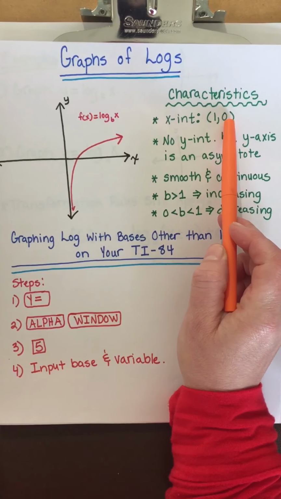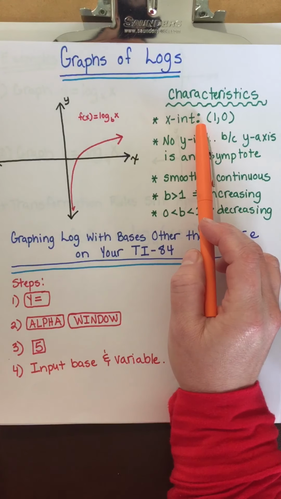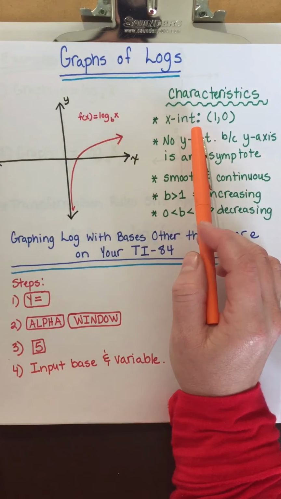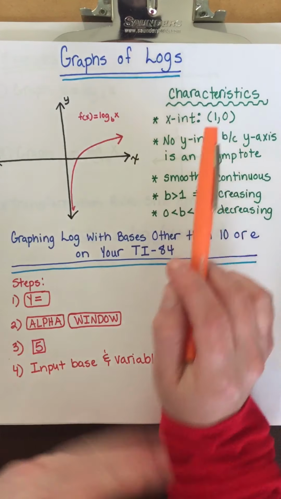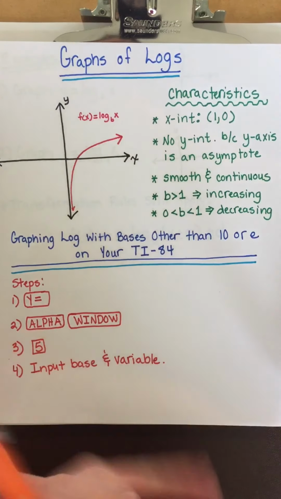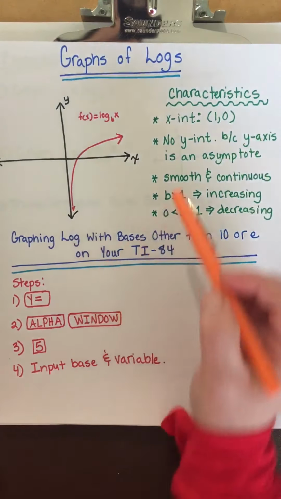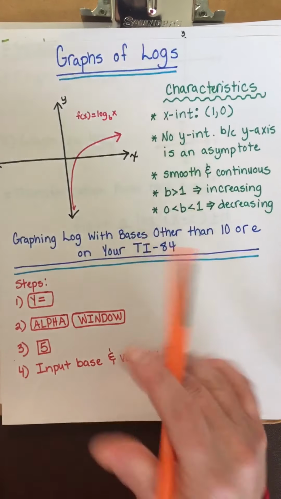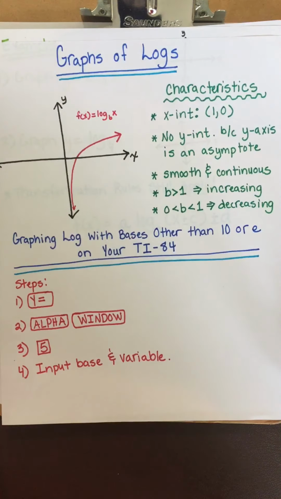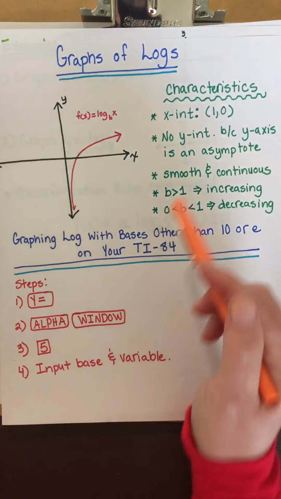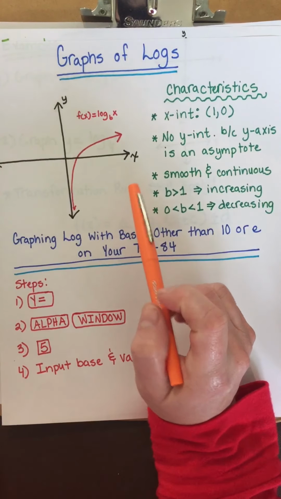Remember how we talked about the logarithm function being the inverse of the exponential function. And remember, it had a y-intercept of (0, 1). And if you switch those two numbers like you do with an inverse, that's how you get this x-intercept of (1, 0). It doesn't have a y-intercept because the y-axis is an asymptote. And remember, with an exponential function, the x-axis is an asymptote. It's a smooth and continuous curve.